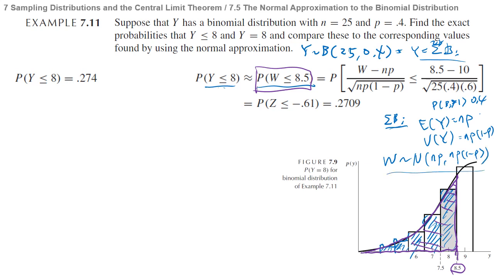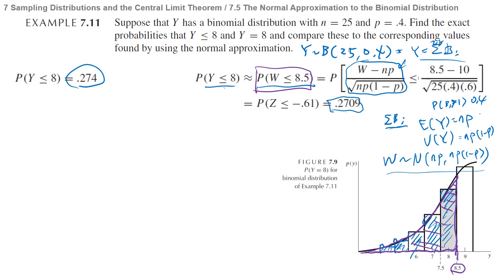So that's why we normalize it this way, and after this normalization, it summarizes as the probability of Z less than or equal to minus 0.61, which is 0.2709. And as we compare these two numbers, we can see that when n equals 25, the probabilities of Y less than or equal to 8 look very similar. The approximation works very well.